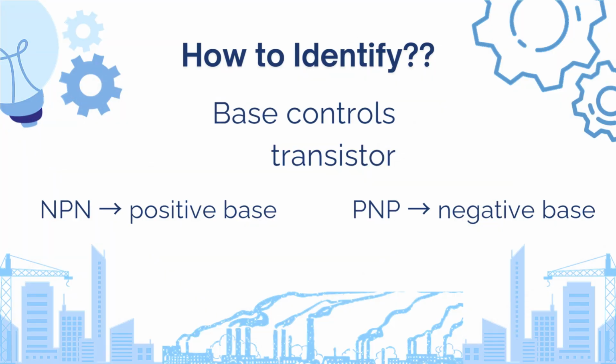The differences between NPN and PNP transistors can be identified based on their operation. An NPN transistor turns on when a positive voltage is applied to the base terminal, allowing current to flow from collector to emitter. In contrast, a PNP transistor turns on when a negative voltage is applied to the base, allowing current to flow from emitter to collector.